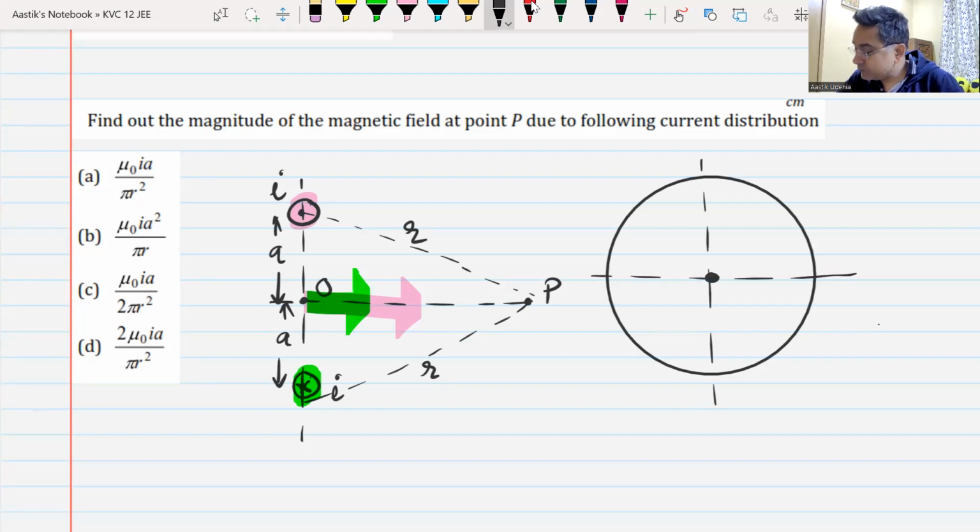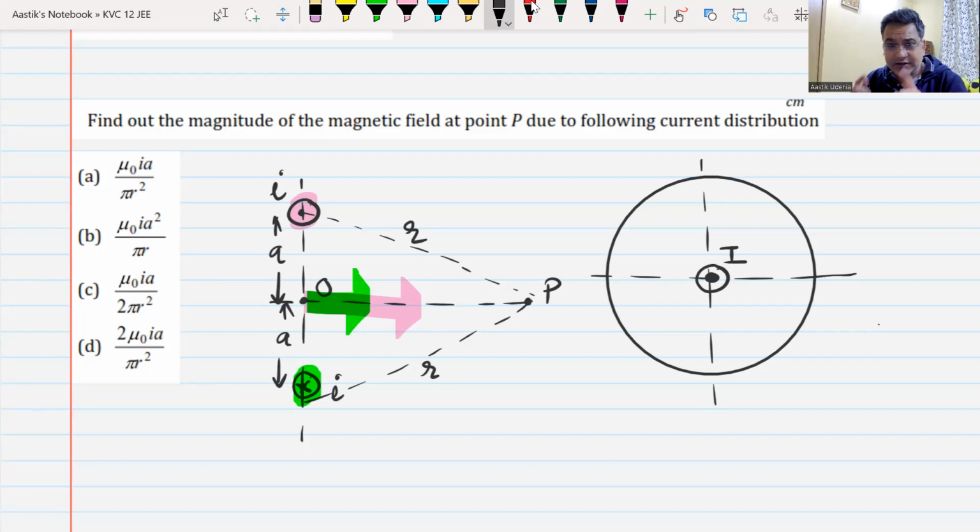If you remember, I told you the magnetic field due to an infinite wire is moving in circles. Do we remember this? This wire, the field goes round and round in circles. Remember this? Yes, sir. Good.